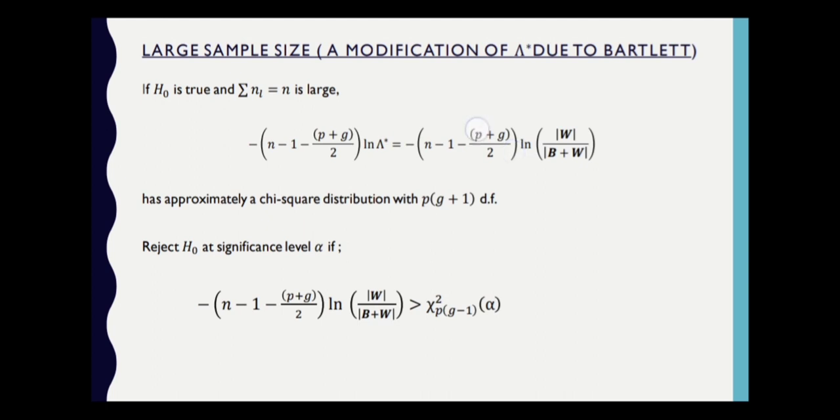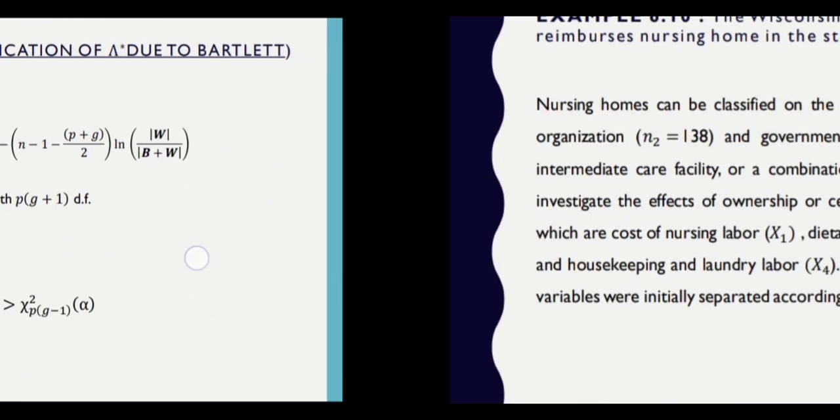P adalah number of variable, G adalah number of population, ln kan Wilks' lambda. Then comparekan dengan chi-square distribution with degree of freedom. Kat sini salah sikit, P multiply G minus 1. Yang ni betul. Degree of freedomnya adalah P multiply G minus 1. So, if the test statistic is more than the critical value from chi-square distribution, so we reject H0. Cara nak conclude sama macam sebelum ni.